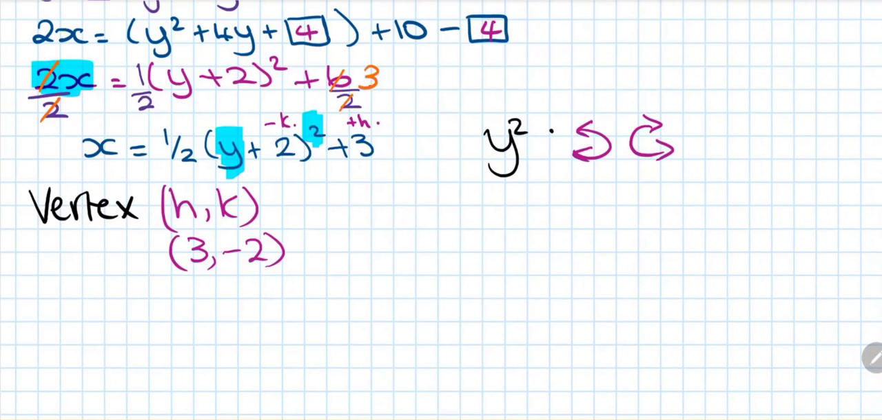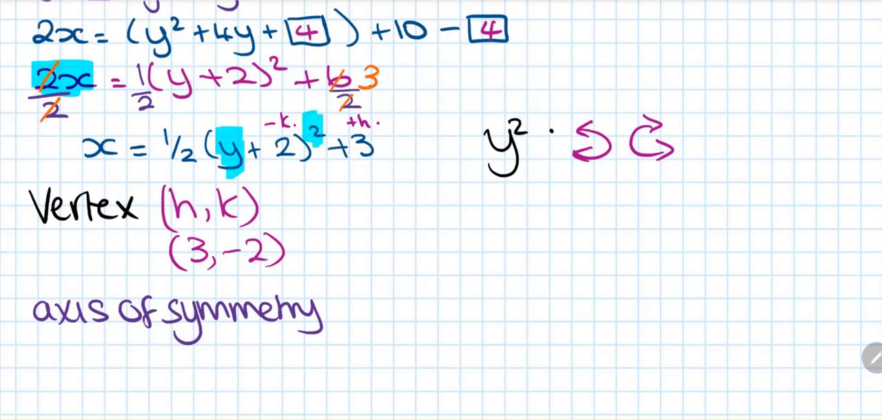So now we need to find the axis of symmetry. We know when we have a y graph, this is going to be y is equal to k. So our k value is minus 2, so our line is going to be y is equal to minus 2.